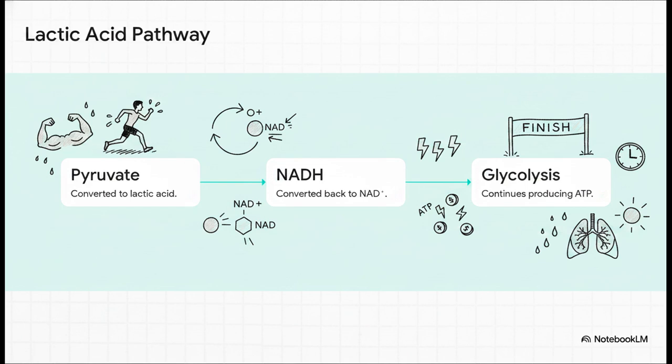Step 1. Your cells take the pyruvate generated by glycolysis and convert it straight into lactic acid. Step 2 is where the magic trick happens. This conversion forces NADH to drop its electrons, immediately turning it back into NAD+. And then, Step 3. Thanks to that fresh recycled NAD+, glycolysis can keep producing its small amount of ATP. Yes, your muscles fill up with lactic acid, hence the burn, but you get the short-term energy you desperately need to finish that sprint until you can finally catch your breath.